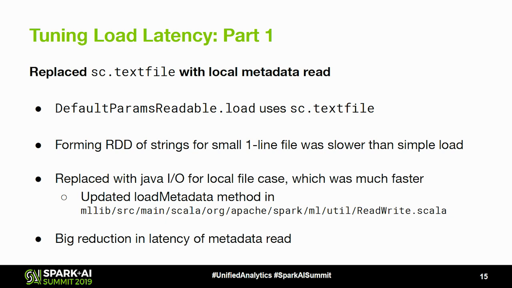The first piece of fruit had to do with the time it takes to load the metadata for each of the transformers. That metadata is a simple string file. Basically, it's a 1-line file. And Spark was reading it by forming an RDD of strings, and that was really quite slow. And so what we did is, when there's a local SparkContext like there is for loading online serving models, we just simply read that with basic Java I/O. And this was a tremendous speed up across the board on all of the metadata loading of model transformers.